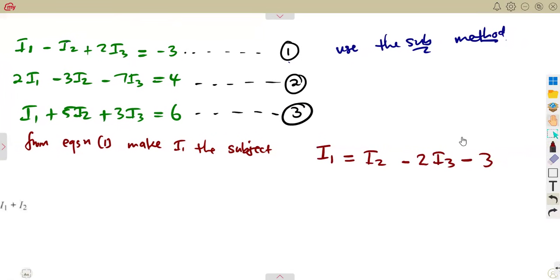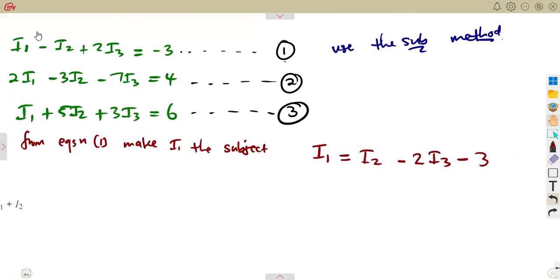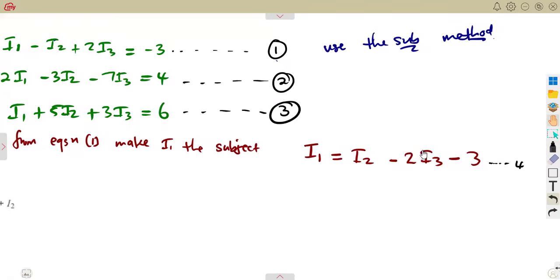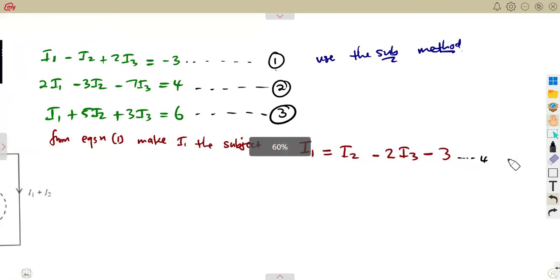So we have formed another equation from equation 1. We made I1 the subject. That's another equation that you can consider. So we're just going to call this equation 4. All right. The way you write your equations is fine. Even if you do not write this is equation 1, this is equation 2, you just understand what you're doing. But writing it will help the person marking your work to follow these steps and know, okay, this is your equation 4.